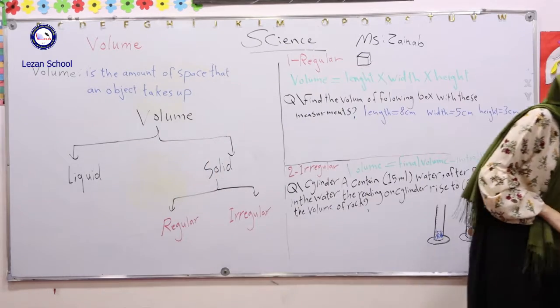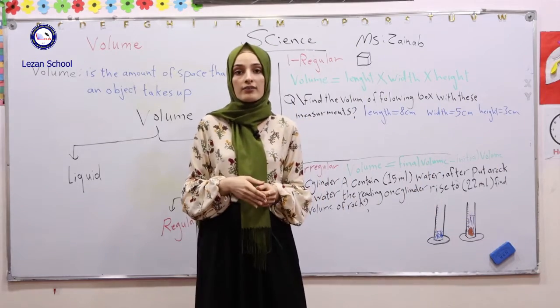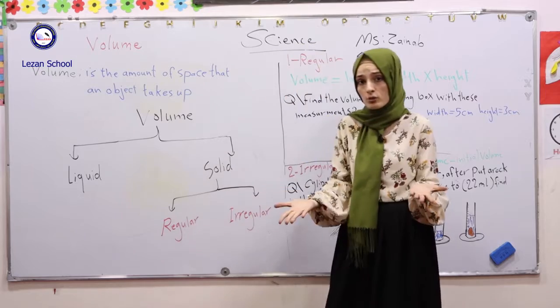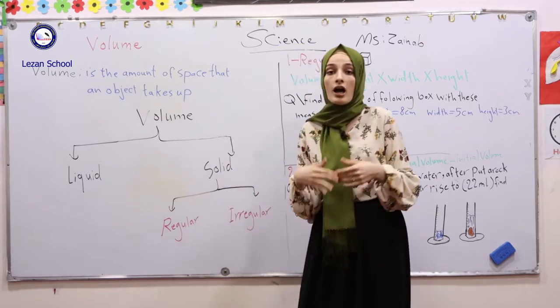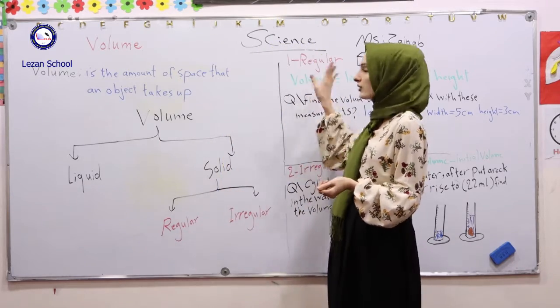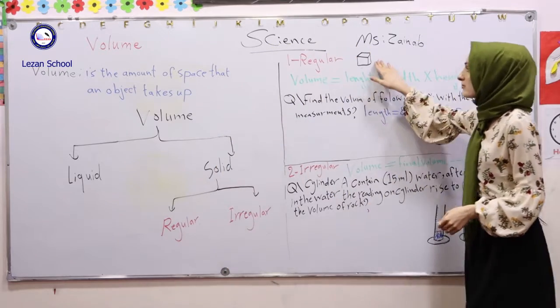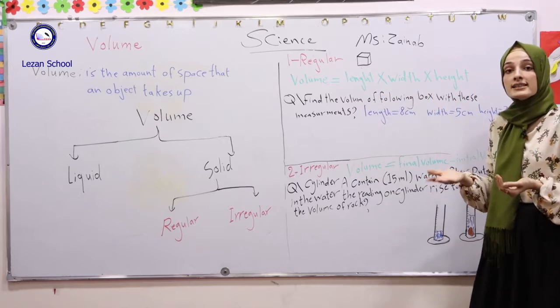But what about the solid? How can we find the volume of solid? We have different types of solids. For example, we have regular and irregular shapes of solid. How can we find the volume of them? First, we have regular. What's the meaning of regular? Regular means you can observe their width, their length, their height easily.